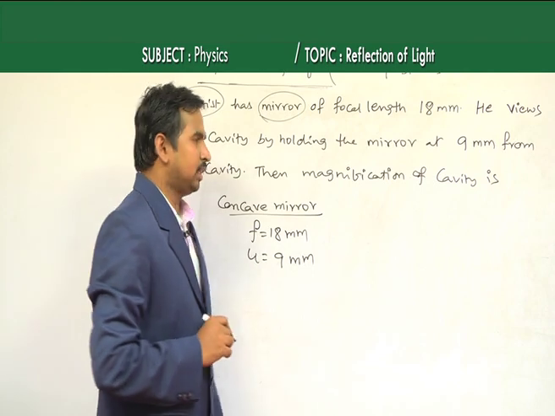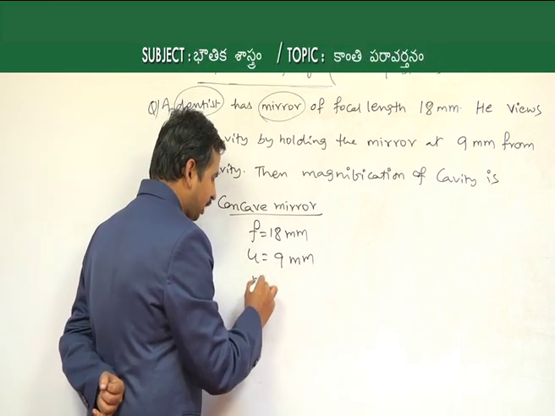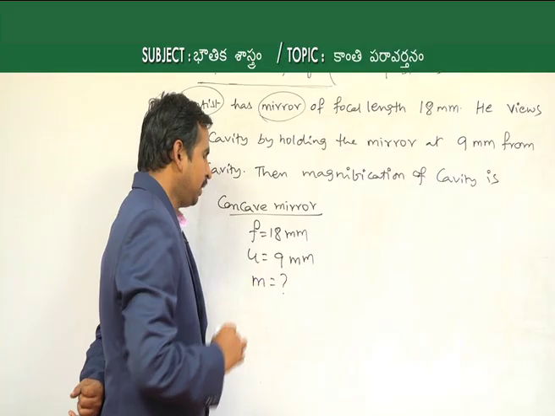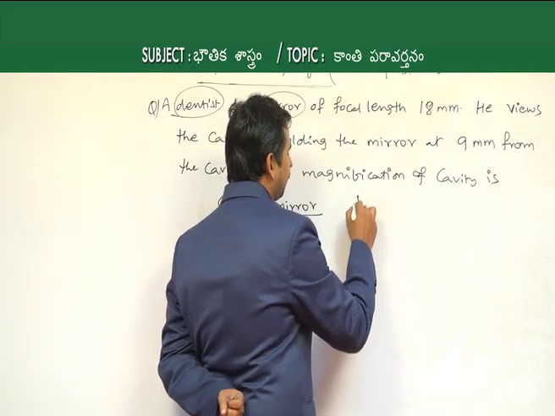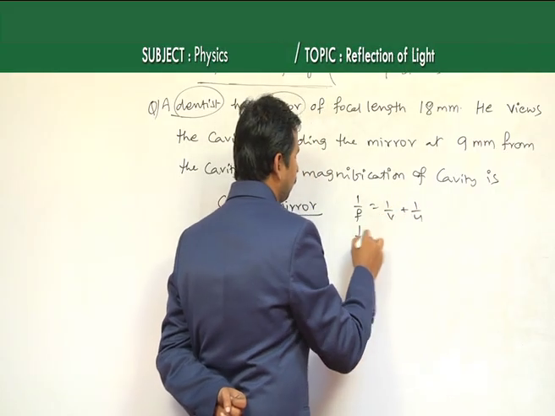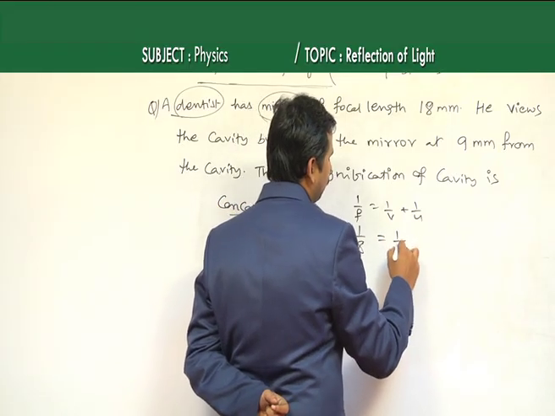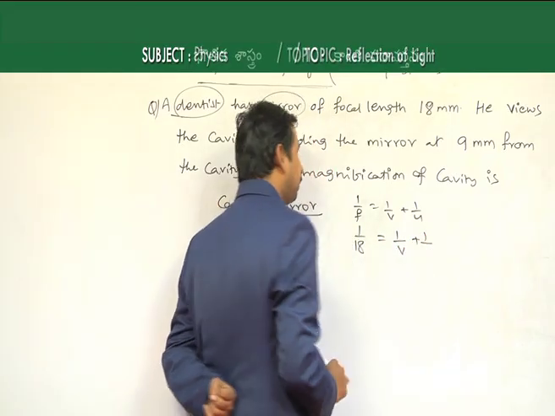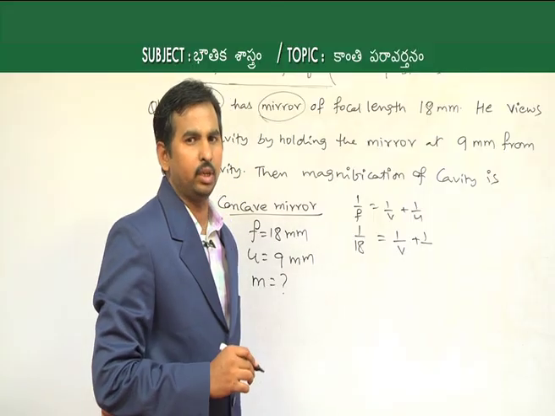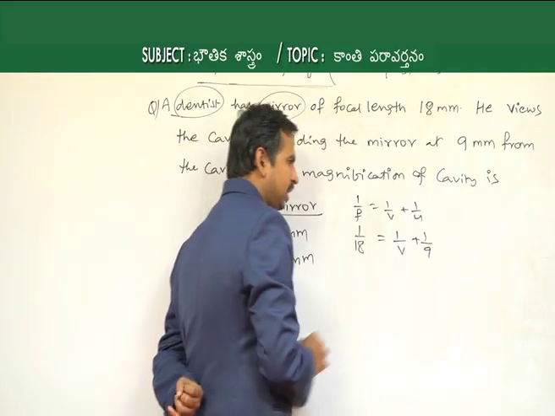Then we have to find the magnification of the cavity, which is the m value. We know that 1 by f is equal to 1 by v plus 1 by u. Here, 1 by focal length is given as 18 mm, 1 by v, the image distance, we do not know, and the object distance is given, holding the mirror at a position 9 mm, so 1 by 9.